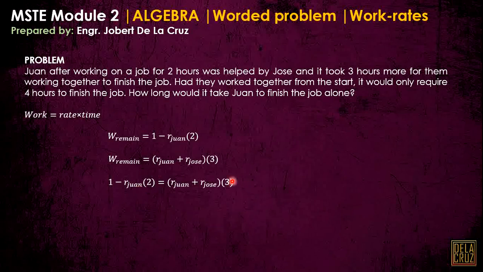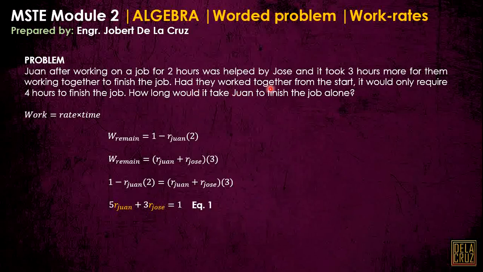Klaro lang? Then, I will rearrange this pa ganito. Okay, I will combine like terms. You can just follow na this. Now, take note that we have two unknowns here. So, saan natin makikita yung another equation? Okay, we can just use this as our equation 1.